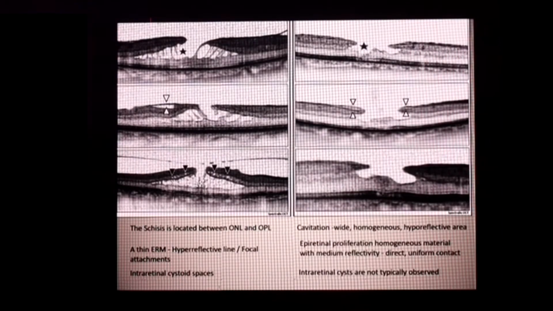Compared to the cavitation type, where there are wide homogeneous hyporeflective areas, epiretinal proliferation, which is homogeneous material with medium reflectivity clinging onto the inner retinal surface, unlike the thin ERM, and intraretinal cysts were absent. So these are the two different morphological types that they described.